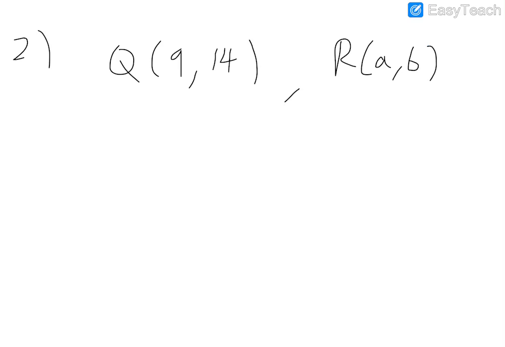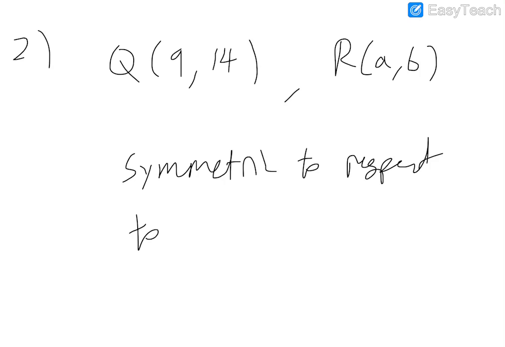And the second question: you have point Q, which is (9, 14), and you have point R, (A, B), and say they are symmetric with respect to the point (5, 3). The question is, what are A and B?